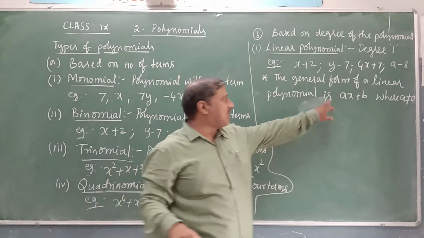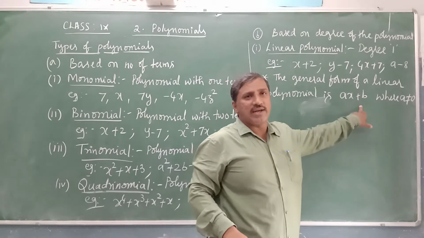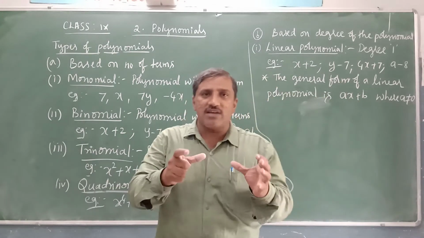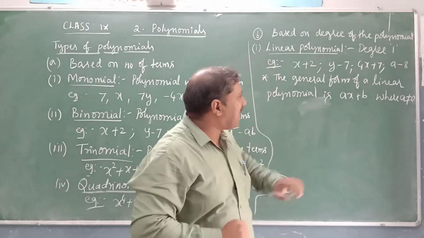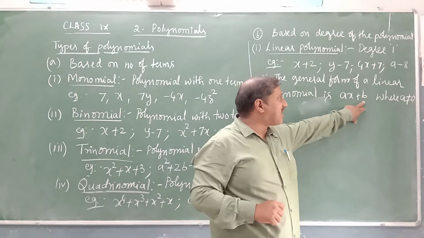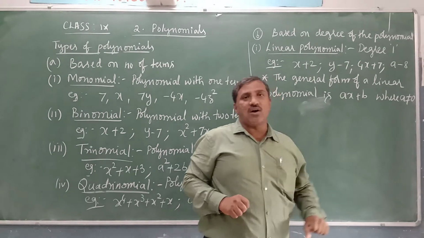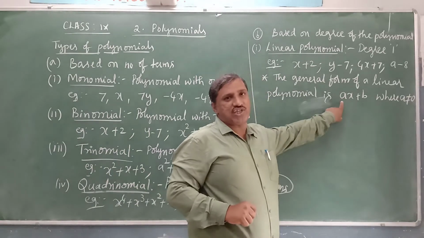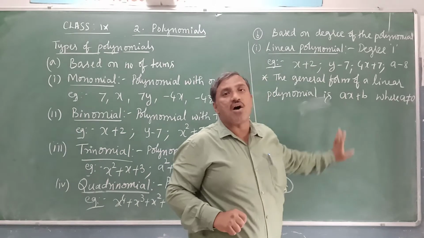If a is equal to 0, 0 into x is 0. We will have only a constant. Its power, that is the variable power, is 0. Then it is not a linear polynomial. So what is the condition? It is a is not equal to 0, and a is the x coefficient, b is the constant.